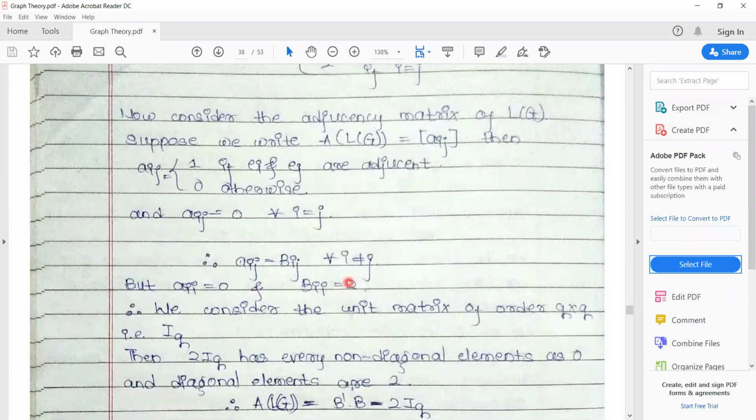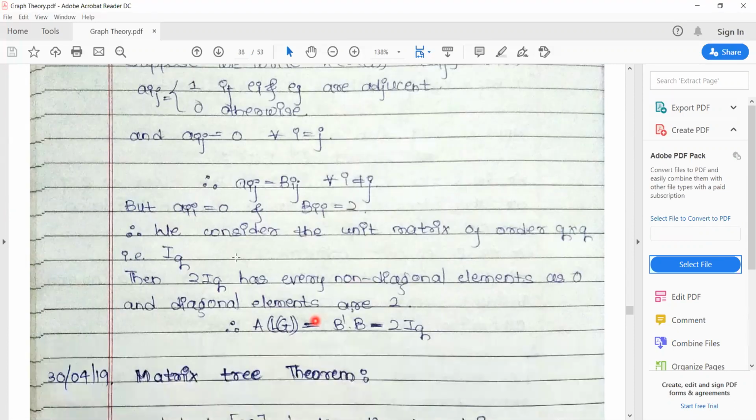So that is what the identity matrix means. In B dash B, the diagonal elements are 2. That 2 you have to subtract, so you get 0. So therefore you have to take minus 2I_q. Then 2I_q has every non-diagonal element zero and diagonal entries 2, so those you have to subtract. Then you get the adjacency matrix. So therefore, the adjacency matrix of the line graph is always equal to B dash B minus 2I_q.